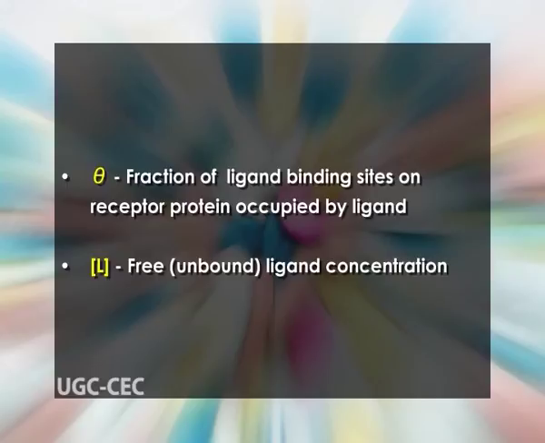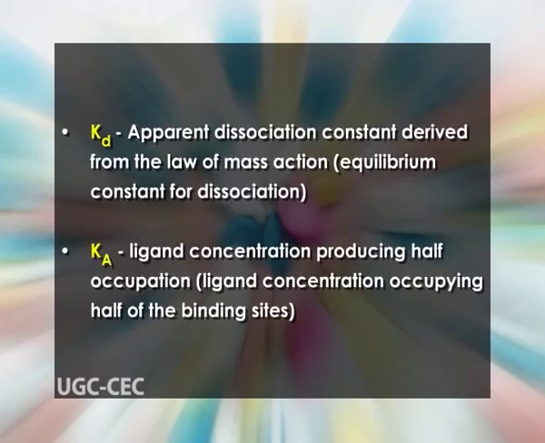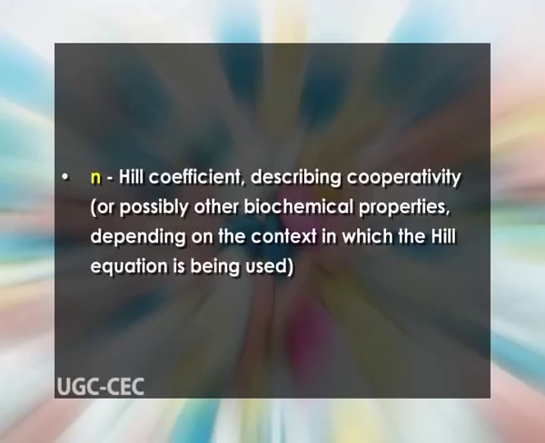L is the free unbound ligand concentration. Kd is the apparent dissociation constant derived from the law of mass action, that is the equilibrium constant for dissociation. Ka is the ligand concentration producing half occupation, that is the ligand concentration occupying half of the binding sites. n is the Hill coefficient describing cooperativity or possibly other biochemical properties depending on the context in which the Hill equation is being used.